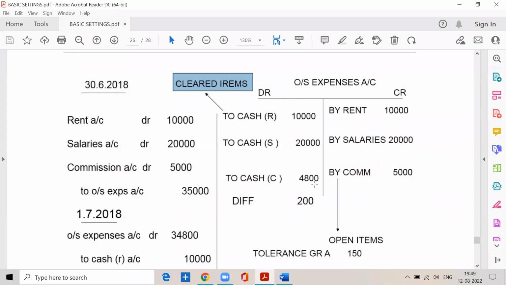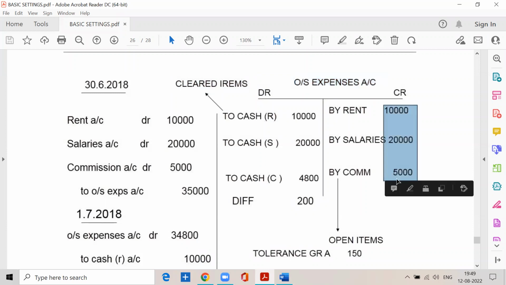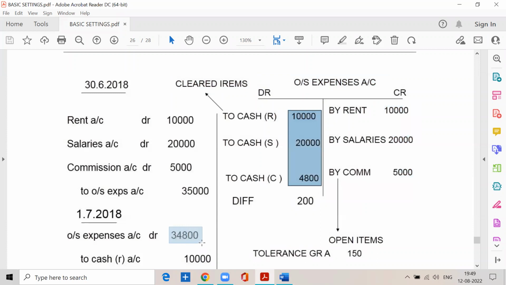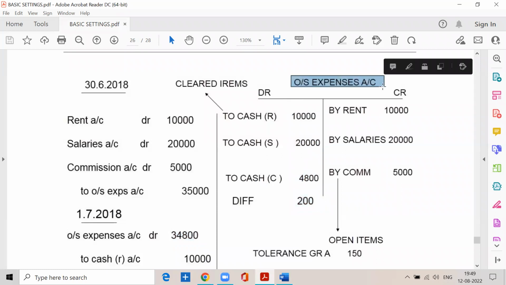Now, again, on 30th September, we are preparing the P&L account and balance sheet. In that case, you balance this outstanding expense account. In this account, total credit side is how much? 35,000, right? Then total debit side is 34,800 rupees. So credit is 35,000, debit is 34,800. So there is a credit balance of 200 rupees in the outstanding expense account.